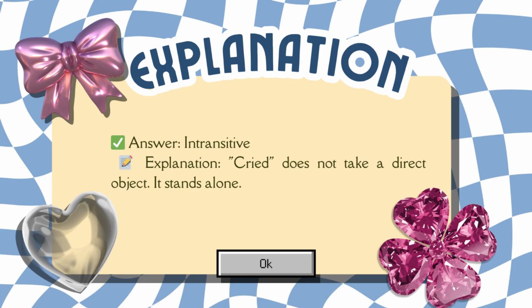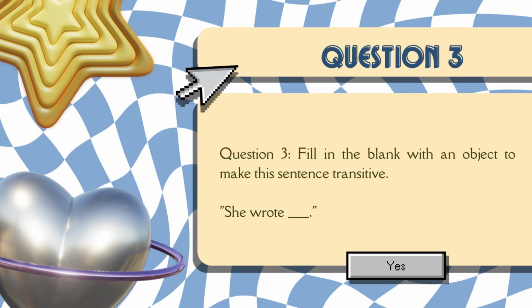Why? I think it is because the word cried does not take a direct object. It stands alone, it stands on its own. So that's why it is intransitive. Okay, so let's move on with the next question.